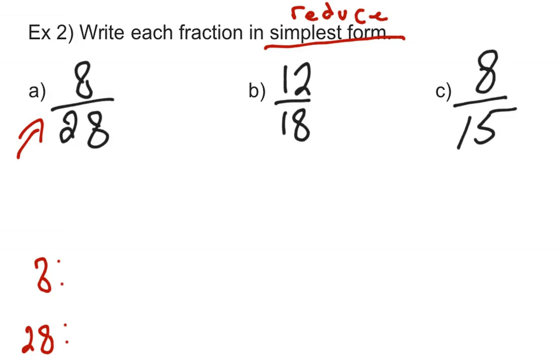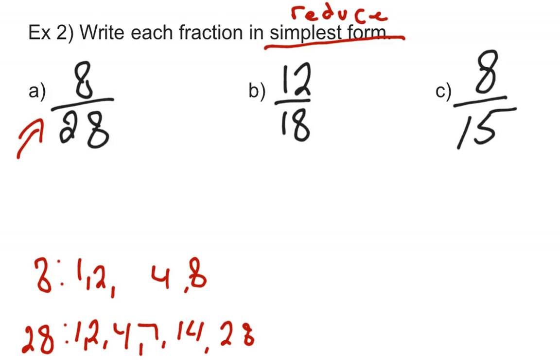And if we did the greatest common factor, one way to do that is to list factors, like 1 and 8, 2 times 4, and that would be all the factors there. For 28, I would get 1 and 28. We would get 2 and 14, and we would get 4 and 7. So the greatest common factor would be 4. The GCF is 4.